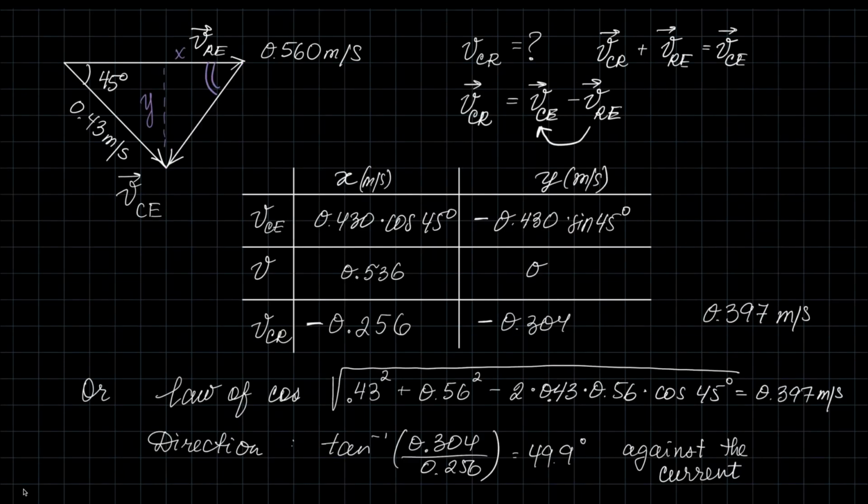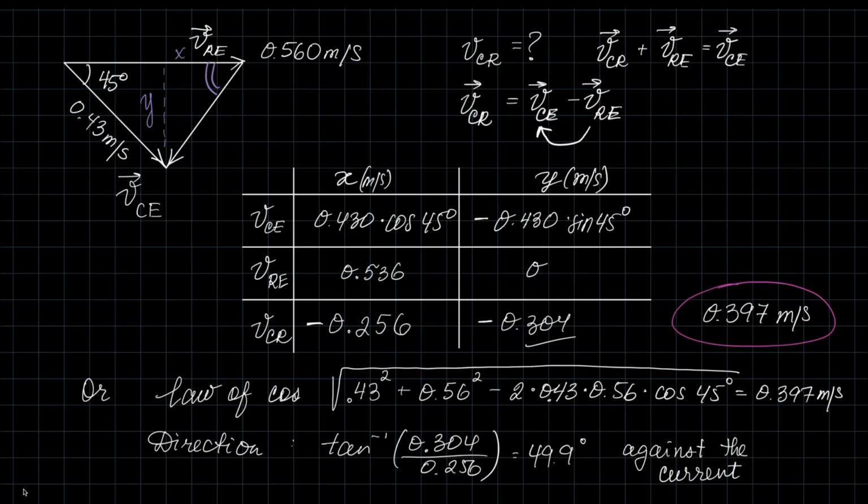So there we go, your components. For the canoe relative to Earth, you have the x is positive, but the y is dipping down, so it's negative. For the river relative to Earth, no y component because it's strictly horizontal going east. When you subtract 0.536 from 0.304 with the cosine of 45, you get your negative 0.256, and then vertically you just have that negative 0.304. So as you can see, here's your velocity of the canoe relative to river, and it has both components negative. So when you do Pythag, you end up with this value right here, 0.397 meters per second.